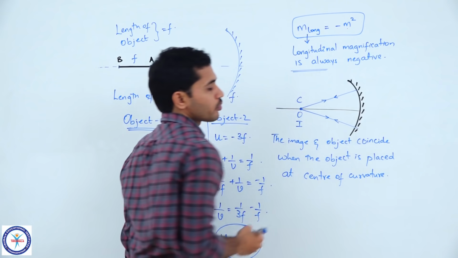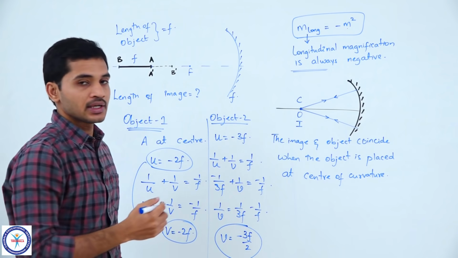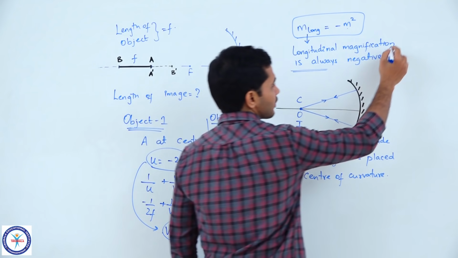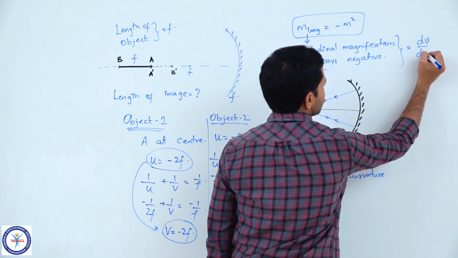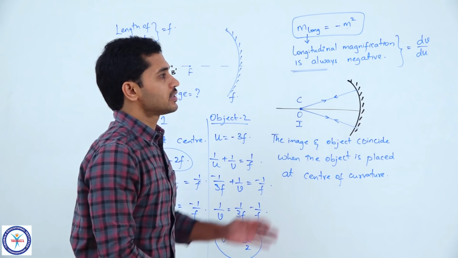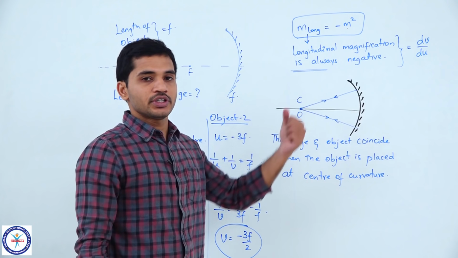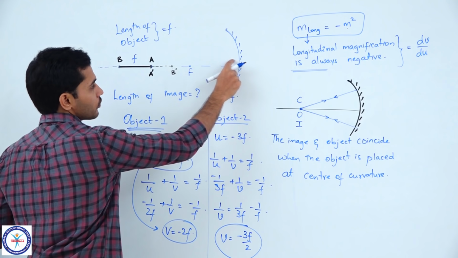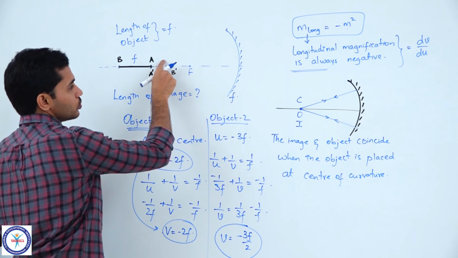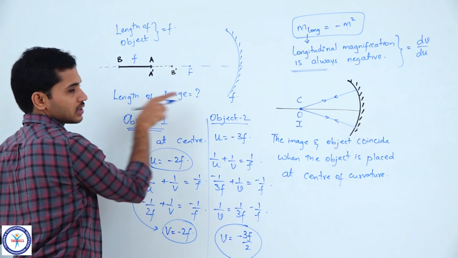So, a very important point this is. What that means is, longitudinal magnification we have defined as dV by du. It means if dV is positive, du is negative. So, all the lengths are measured from the pole. So, if u increases, then V decreases.